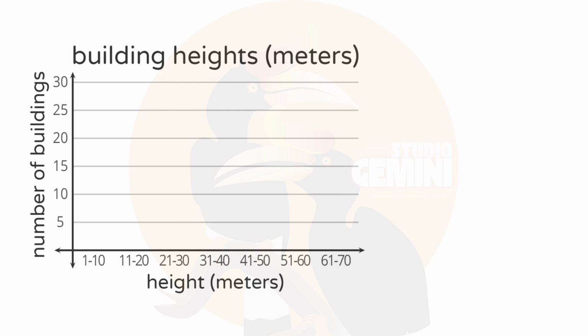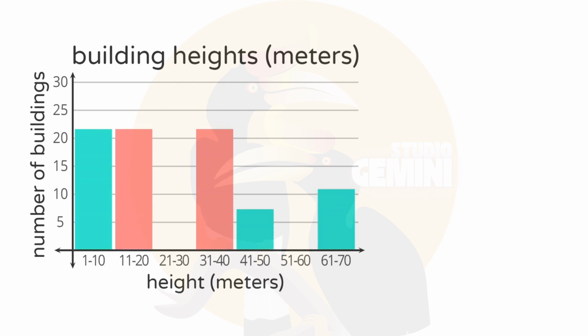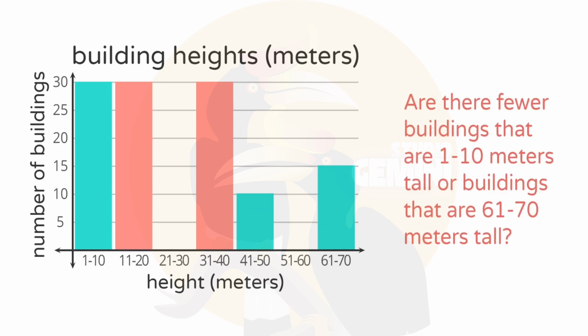An architecture student measured the heights of all the buildings downtown and recorded them in this histogram here. Are there fewer buildings that are 1 to 10 meters tall, or buildings that are 61 to 70 meters tall? Now we get to compare 2 ranges this time. So first, we find the bar for the range of 1 to 10 meters. Using the scale on the left side of the graph, we read the height of the bar. 30 buildings are 1 to 10 meters tall.